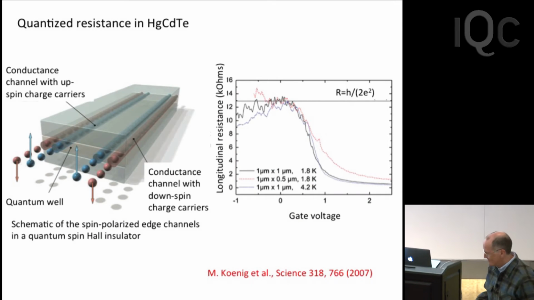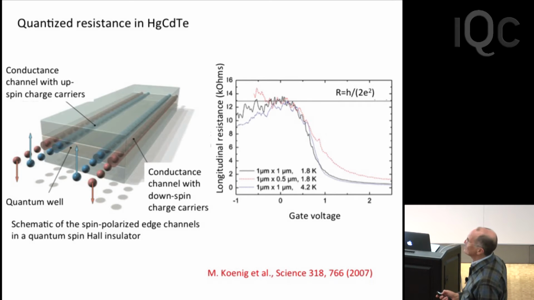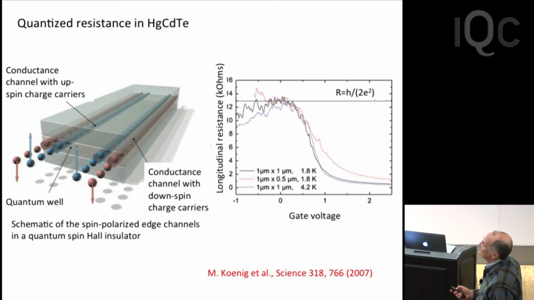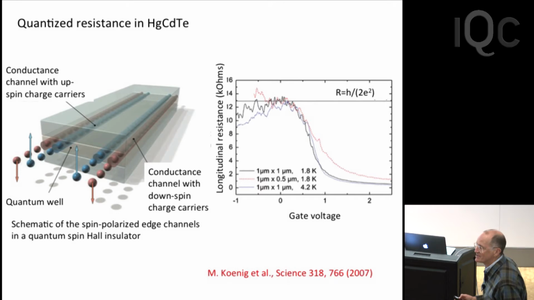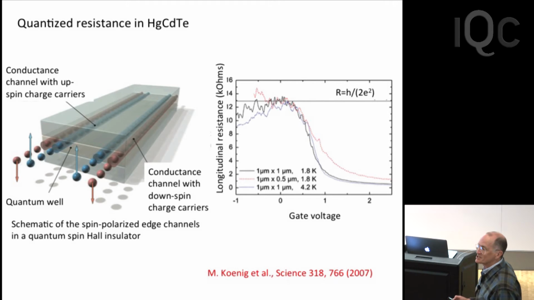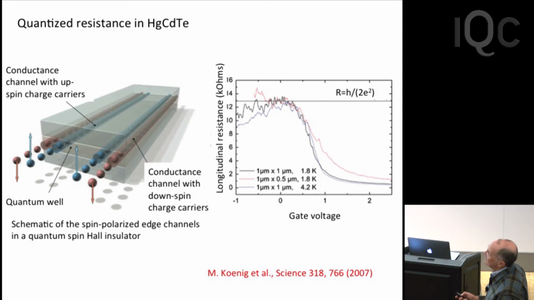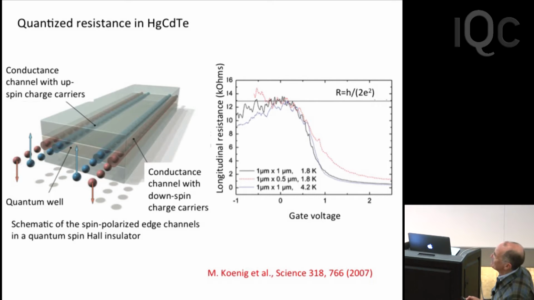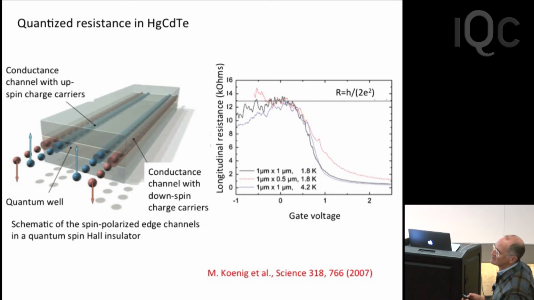The surface states in a 2-dimensional material like a quantum well are actually edge states, and they have 2 strange properties. One is that the conductance is quantized. You get 1 e squared over h unit of conductance per channel. The other thing is that the spins are polarized. That is, electrons traveling in one direction have 1 spin polarity. Electrons moving in the opposite direction have the opposite spin polarity.